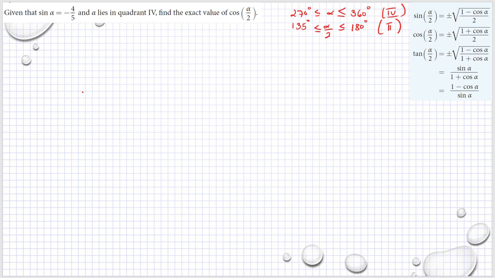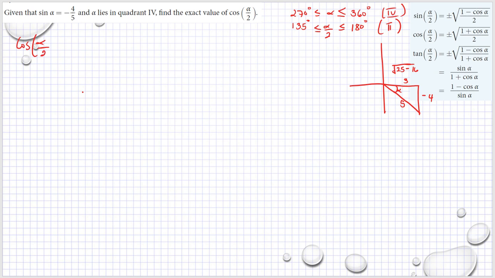Let's see if we can find that on the fourth quadrant. If this is our alpha, then our sine, that is the opposite side, is negative 4 and the hypotenuse is 5 here. So the adjacent side is the square root of 25, 5 squared minus 16, that is 9, and this will become positive 3. Okay, let's do it.